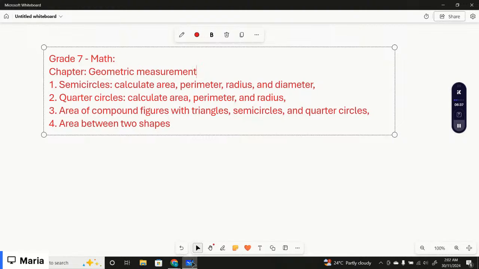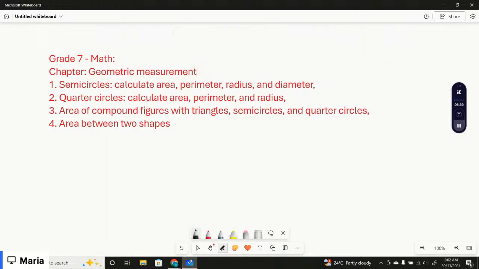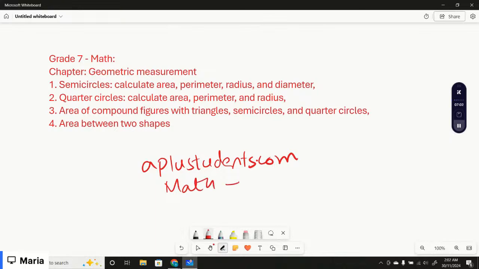You can find all the lessons on aplusstudents.com. You have to log in there using your email address, and the password is provided by the administrator. Then select math from the subject tab, scroll down to grade 7 math, and click on view all lessons. Here you can find a list of the chapters.